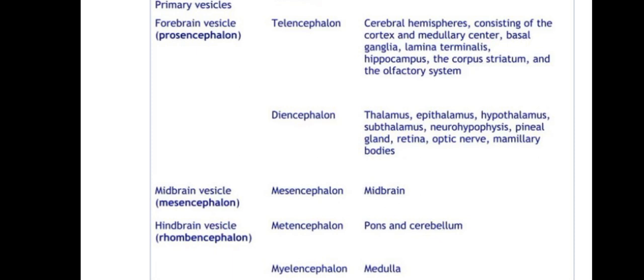Now, that is the end of the vesiculation process. So when you are told to describe the process of vesiculation, you can just put in your raw notes. You just begin at the 4th week, the formation of the 3 brain vesicles, and at the 5th week, formation of 5 successive brain vesicles, and what each will later give rise to.